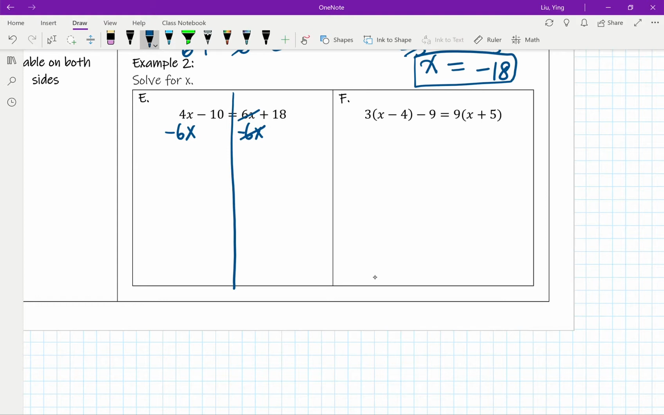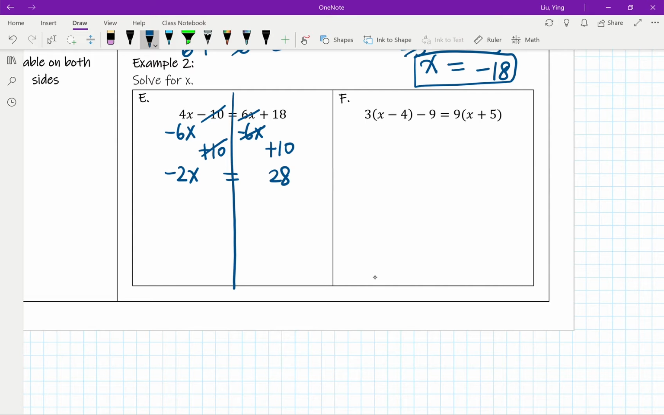For the constant, we'll do the same thing. We'll add 10 on both sides so that it's gone on the left-hand side, and on the right-hand side, we'll have the constant. So after all this, on the left-hand side, what's left is 4x minus 6x, which is going to be negative 2x. On the right-hand side, we'll have 18 plus 10, which is 28.